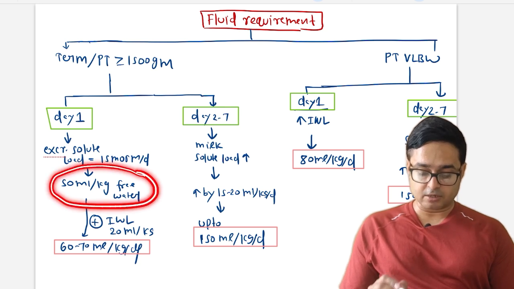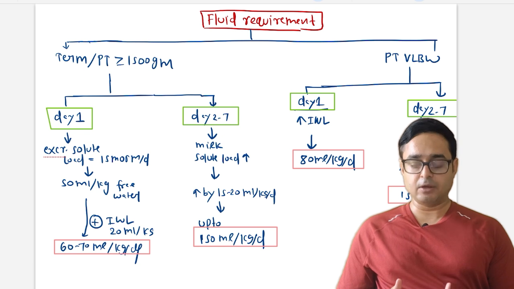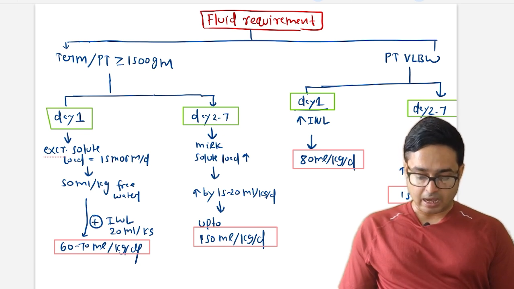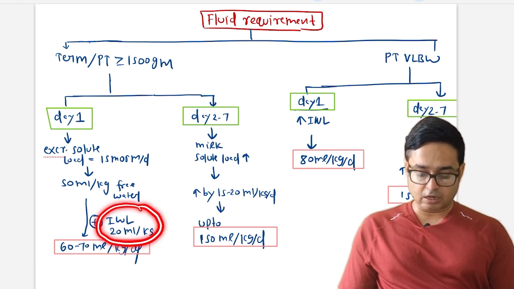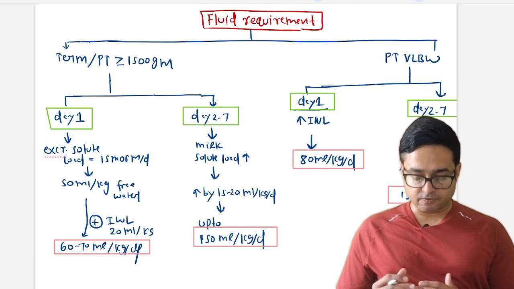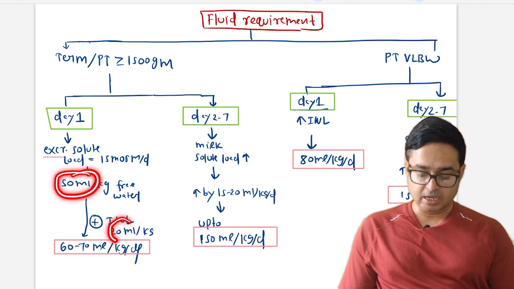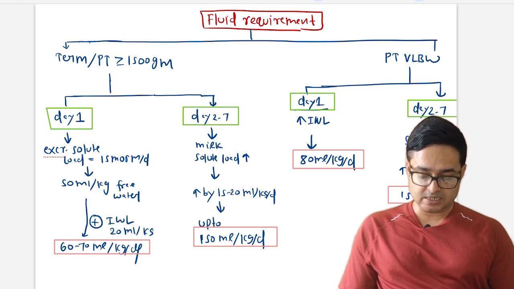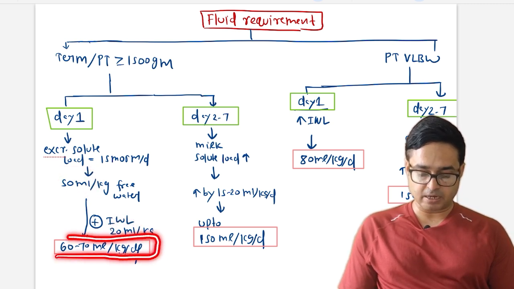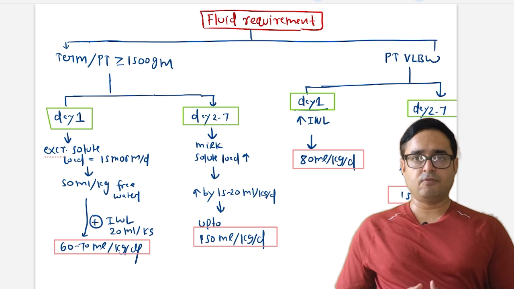Along with that, if you have seen the previous table, the IWL, insensible water loss, is approximately 12 ml per kg post 1.5 kg. So we will add this 50 plus 20, and it will translate to 60 to 70 ml per kg per day. So that's how we get 60 to 70 ml per kg per day at day 1 volume.